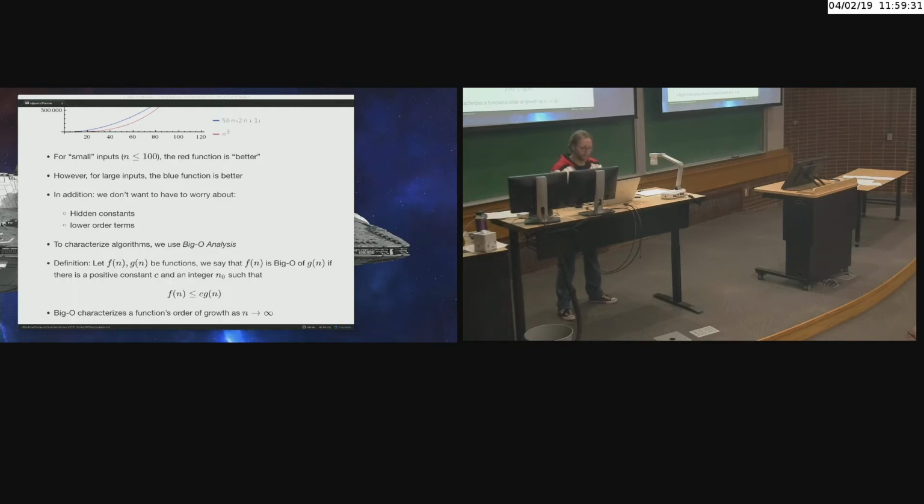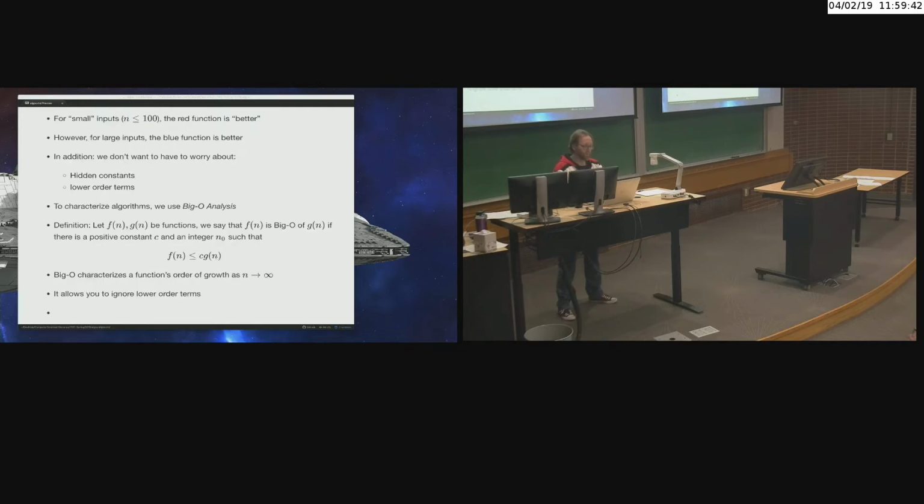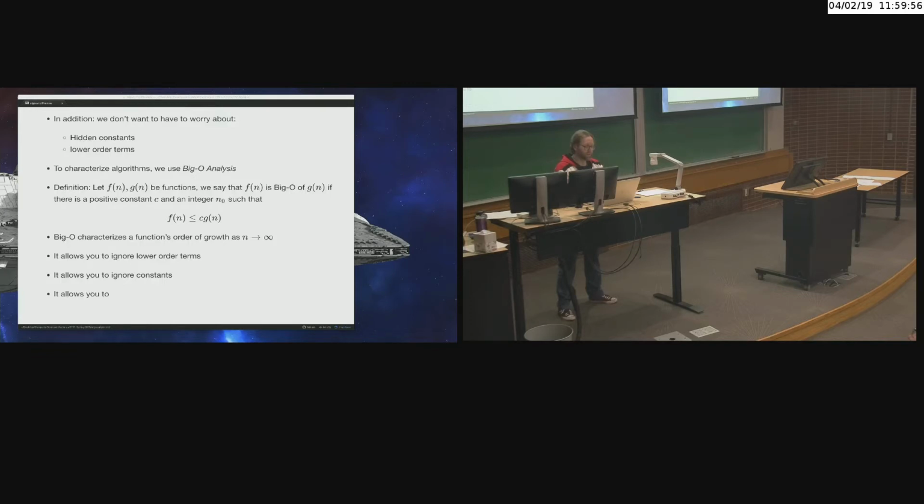Okay, so basically it gives you a way to characterize the function's order of growth. It allows you to ignore lower order terms. It allows you to ignore constants. And both of those together allow you to focus on the most significant term in a function, the largest growing, or the fastest growing, I should say. There we go. So here's our notation.